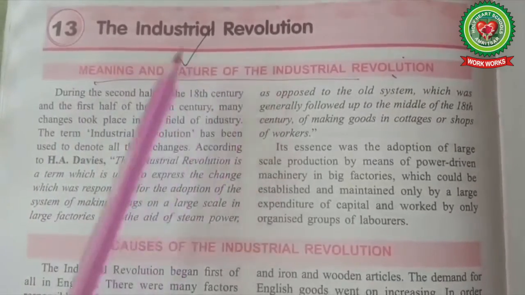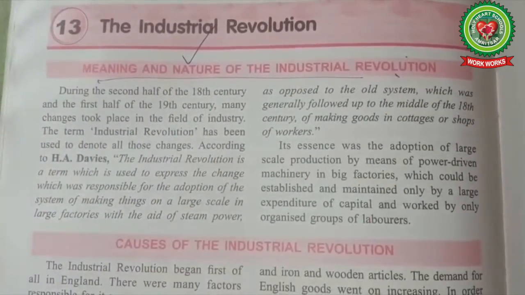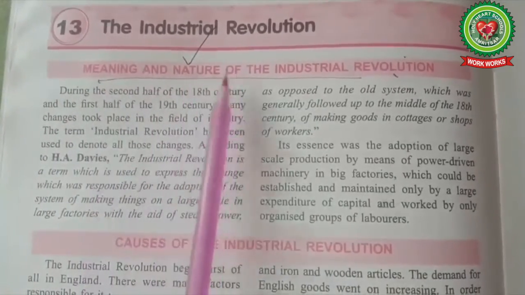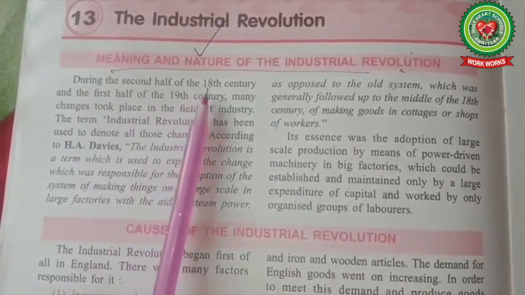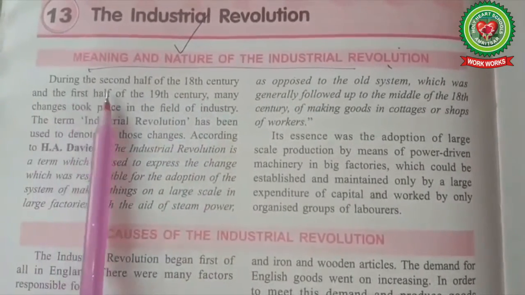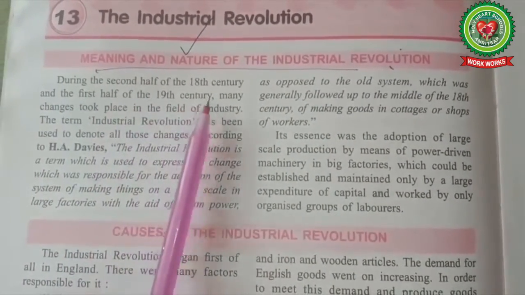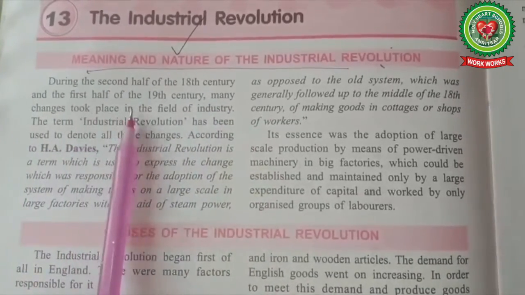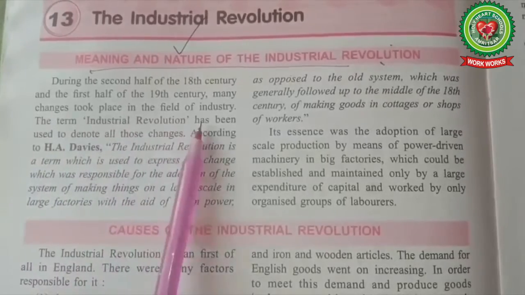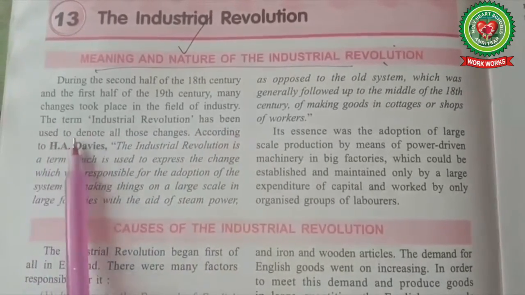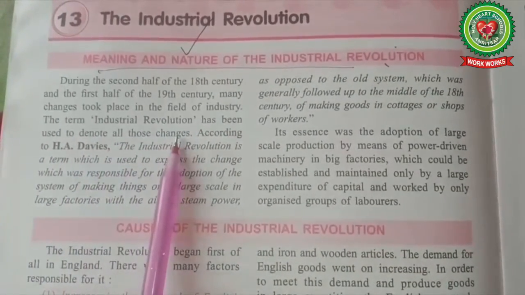The Industrial Revolution, page number 230. Meaning and nature of the Industrial Revolution. During the second half of the 18th century and the first half of the 19th century, many changes took place in the field of industry. The term Industrial Revolution has been used to denote all those changes.